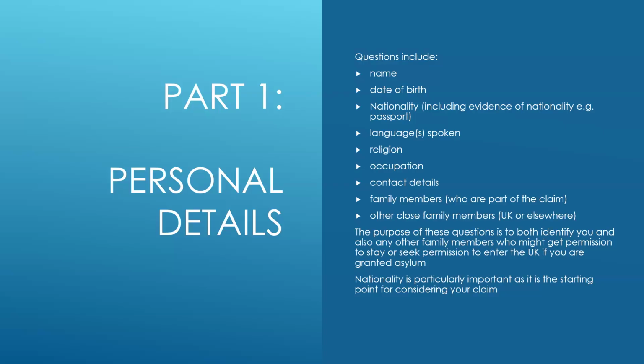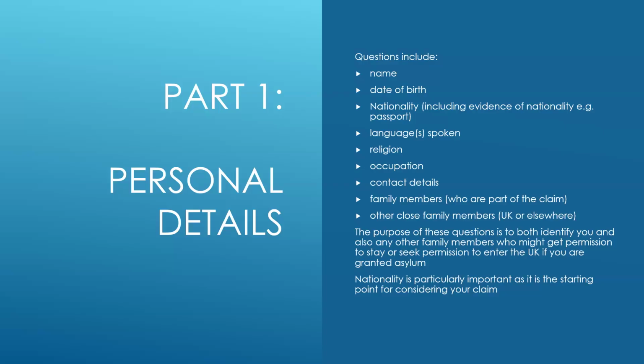Now, the purpose of these questions is both to identify you and also any other family members who might get permission to stay if they're with you, or get permission to enter to join you in the UK if you're granted asylum. So it's important that you set those out. It might be your partner, it might be your children, but it might also be other family members that were living with you.